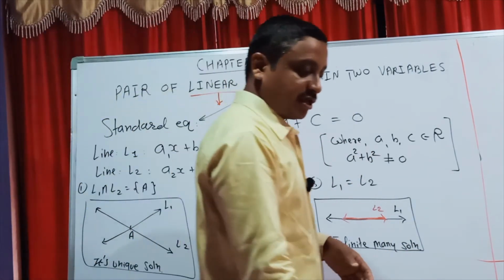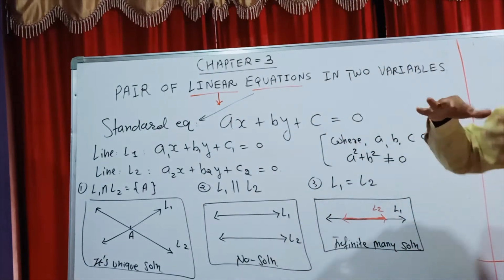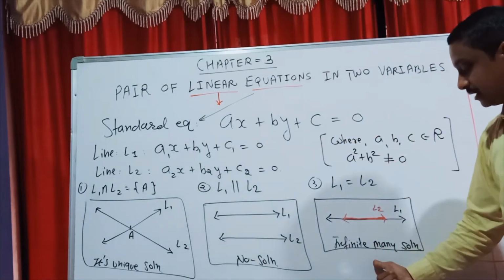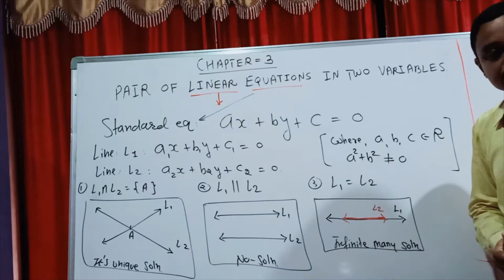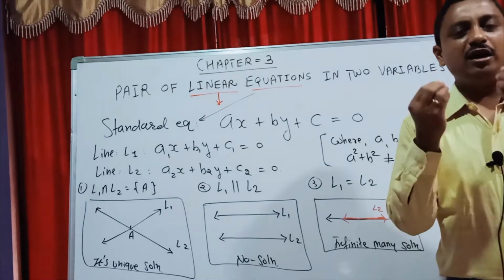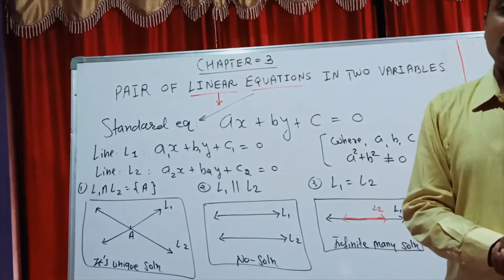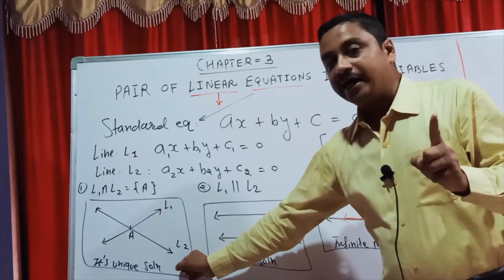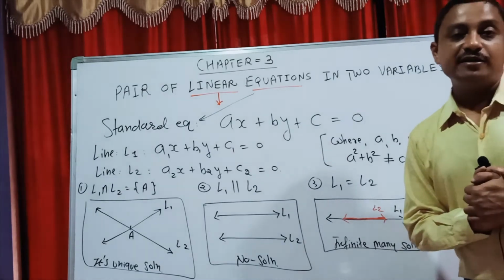So generally, students, in this chapter, pair of linear equations in two variables, I explain the intersecting lines, the parallel lines with no solution, and the coincident lines with infinitely many solutions. Yes, these three topics are related. Our whole chapter contains many numericals. One by one I explain all the topics, but every answer must be either a unique solution, no solution, or infinite solutions.